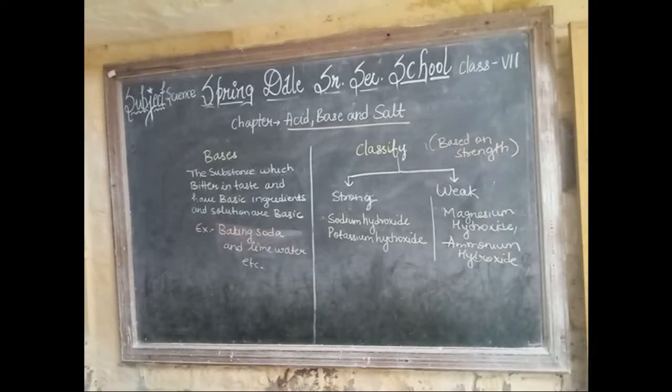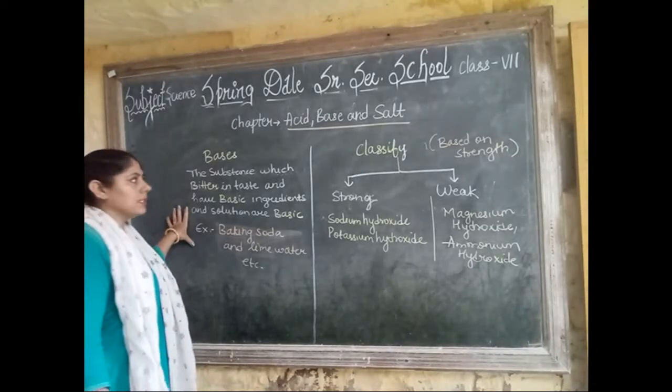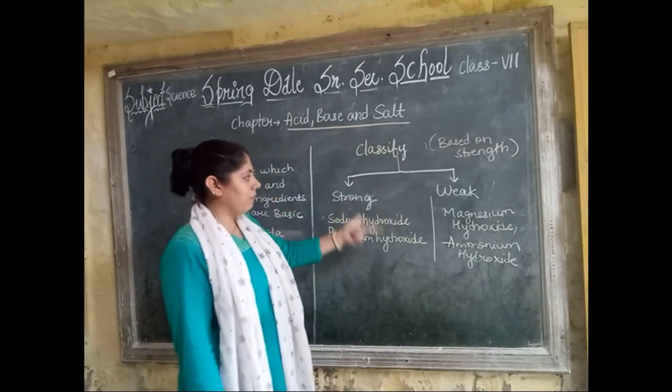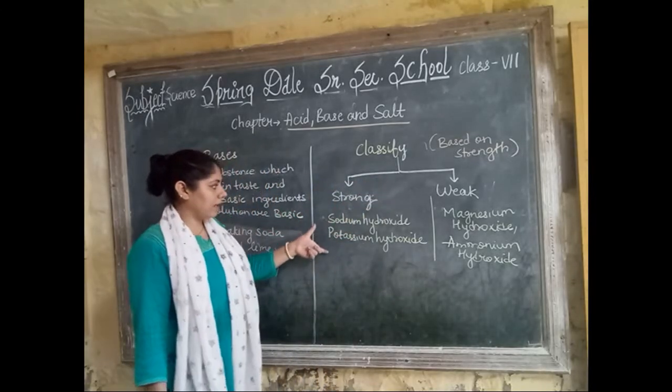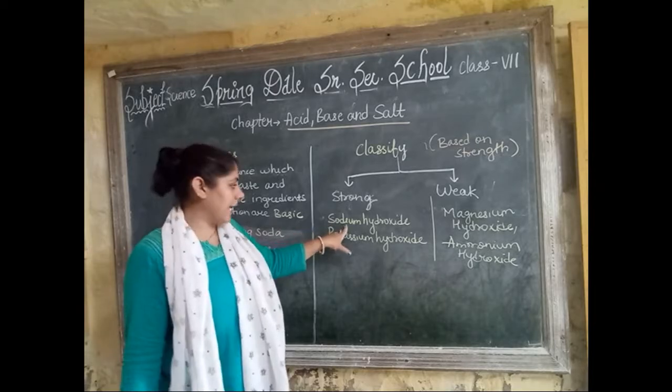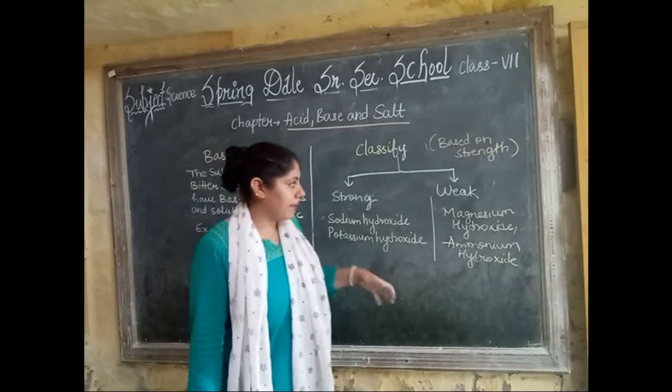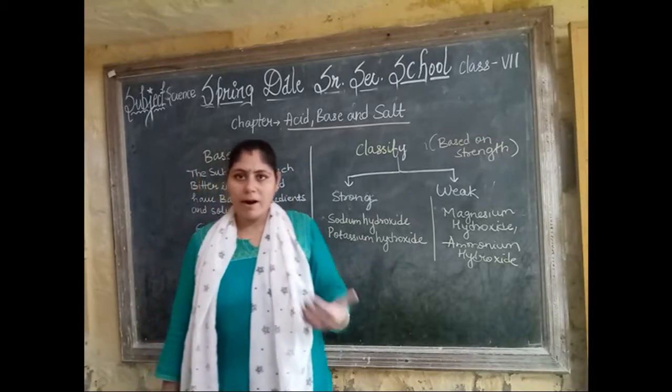Next, that is the definition of bases, and bases are also classified based on strength, strong and weak. Strong bases are like sodium hydroxide and potassium hydroxide, and weak bases are like magnesium hydroxide and ammonium hydroxide.